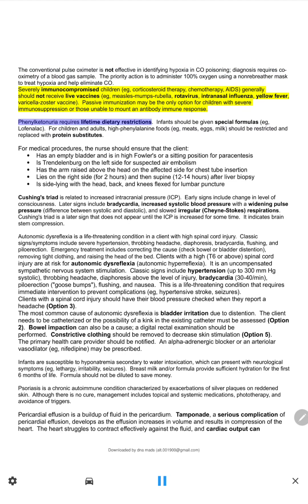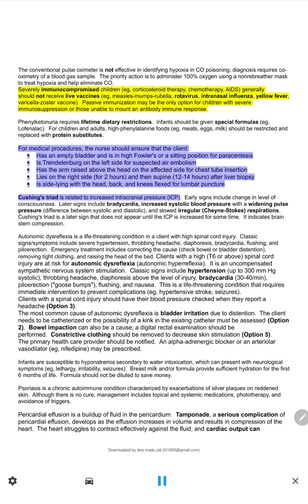Phenylketonuria requires lifetime dietary restrictions. Infants should be given special formulas, e.g., low phenylalanine. For children and adults, high phenylalanine foods, e.g., meats, eggs, milk, should be restricted and replaced with protein substitutes.